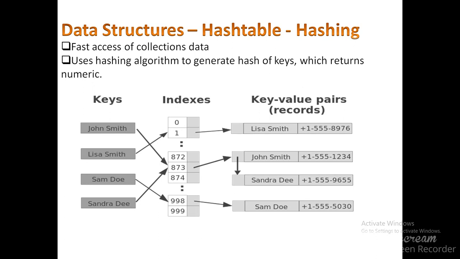So basically, hash table uses hashing. Whenever an element is added into the hash table, it creates a hash code using the hashing algorithm and stores the data. So let's check with an example.